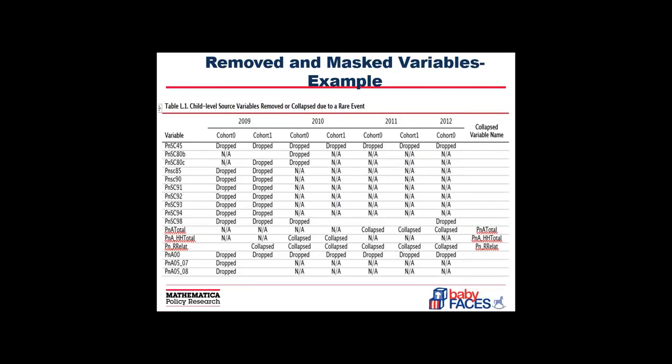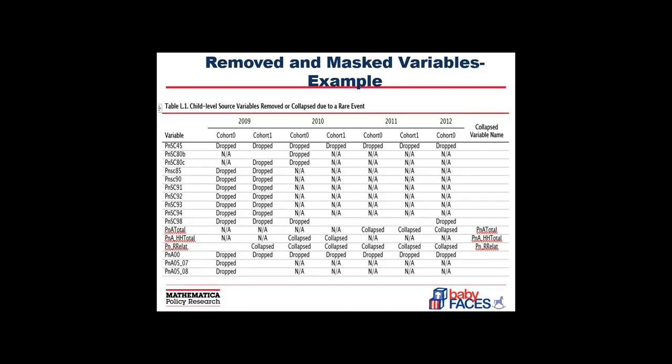Here is an example of the table in Appendix L that details all source variables that have been dropped or collapsed due to rare events. We created this table so that you are able to reconcile the differences between the instruments that are annotated with the variable names and the variables found in the data files.